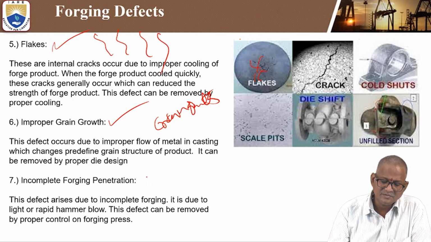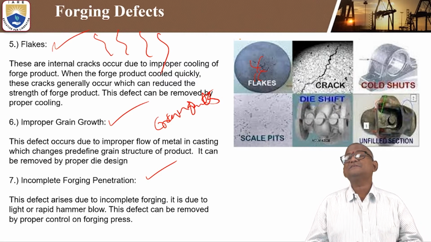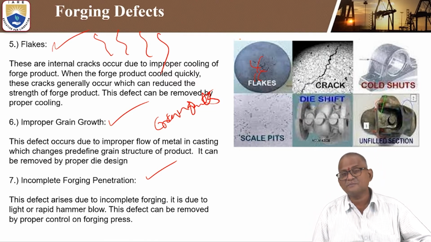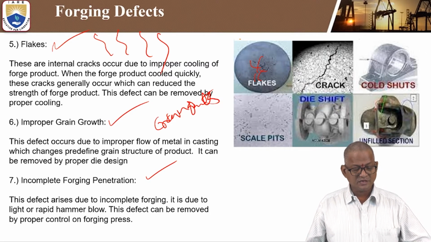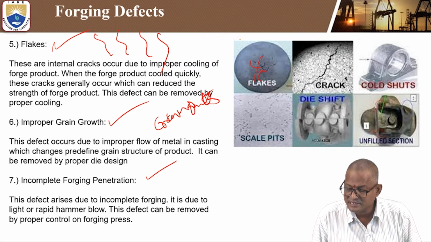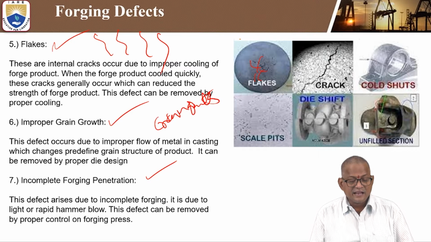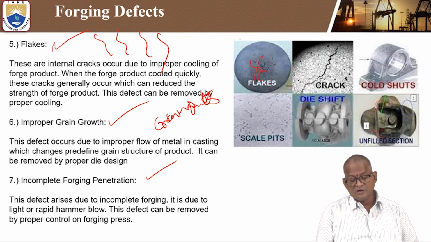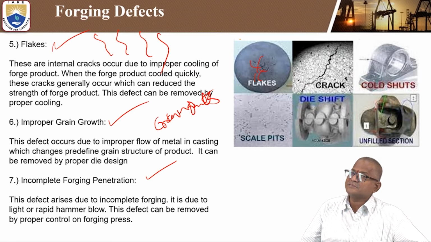Next thing is incomplete forging penetration. This defect arises due to incomplete forging. For all manufacturing processes, the cycle time will vary depending upon the application and the usage. Incomplete forging penetration is one of the most important defects. It is due to light or rapid hammer blow, and this defect can be removed by proper control of the forging press. All this is in the right side three-dimensional diagram.